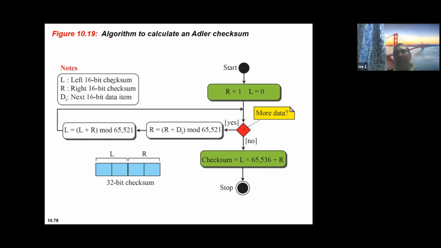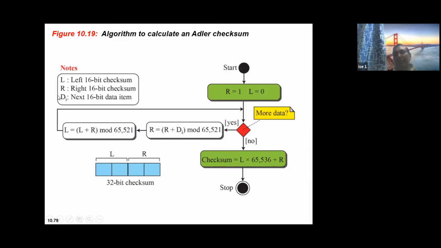And here left and right are 16 bits. So here the checksum will be 32 bits, that is 8 bits, 8 bits, 8 bits, 8 bits. So a total 32-bit checksum is created, and here instead of 256, I'll have to take the mod as 65,521.